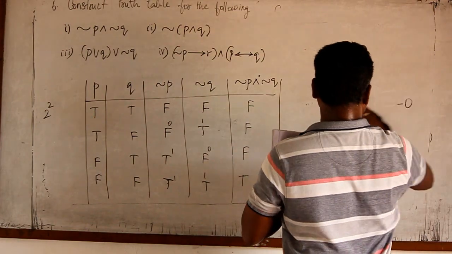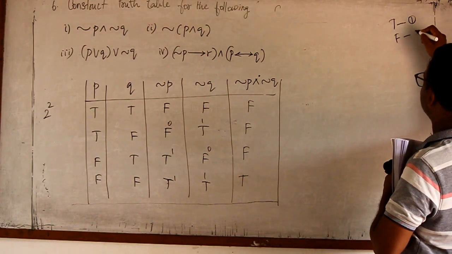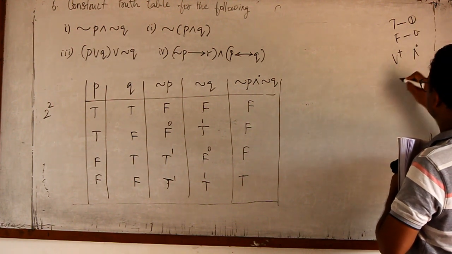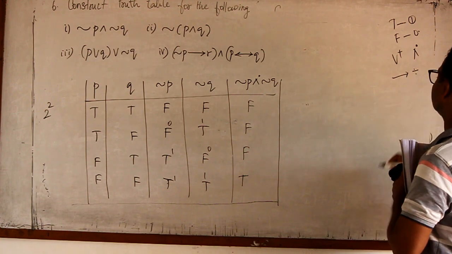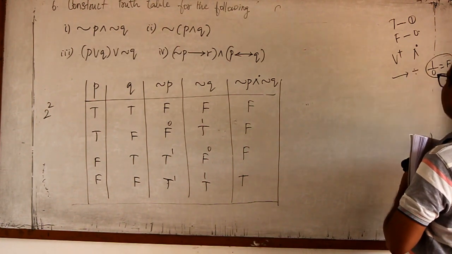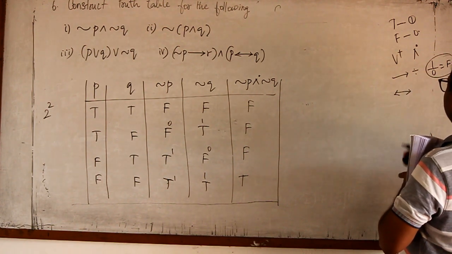Second. Hope you are understanding. Always take T as 1, F as false, 0. V means plus, cap means into, then means division. In division, only this one must be false. All the remaining are true. If and only if is different, that I will tell you afterwards what you have to do.